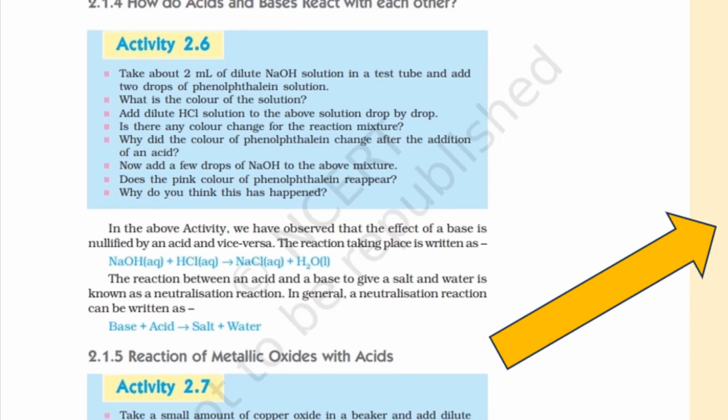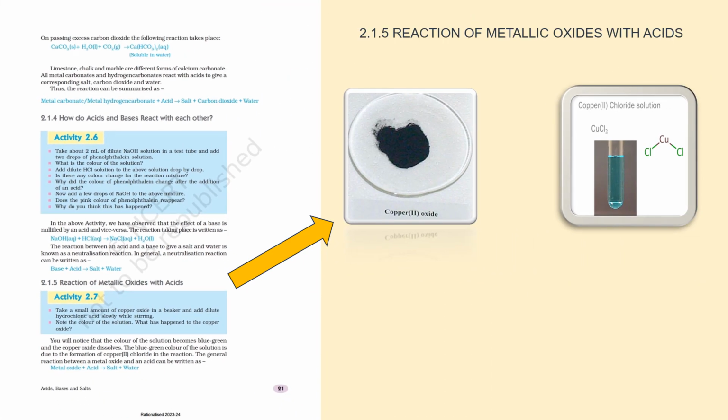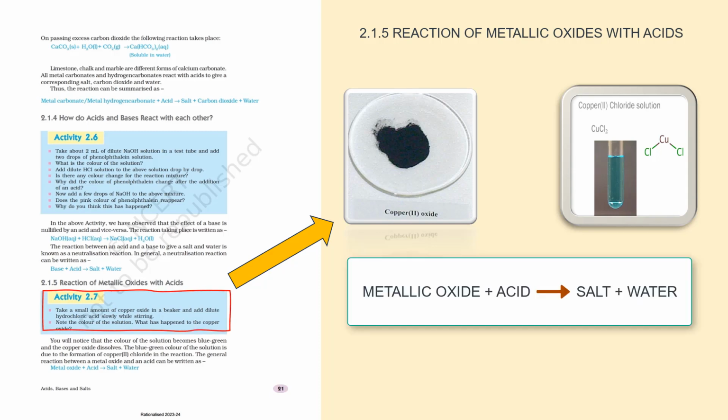Now coming to activity 2.7, here we want to see the color change that happens when acids react with metal oxide. So you have taken copper oxide, a small amount in a beaker, and added to it dilute hydrochloric acid. There is a change in the color because a salt called copper chloride is formed. When a metal oxide reacts with an acid, they form salt and water.